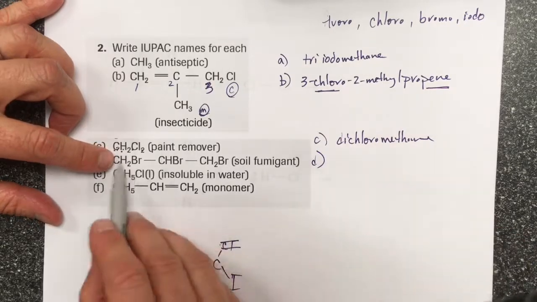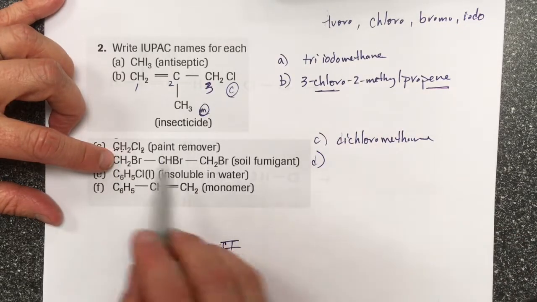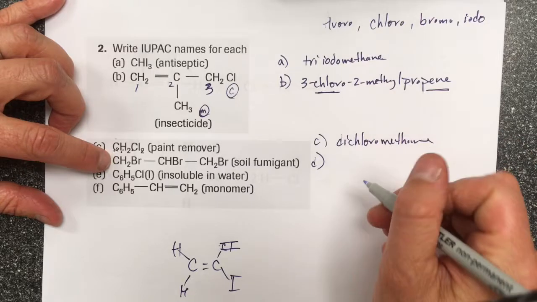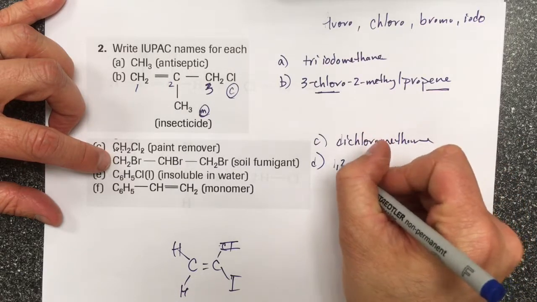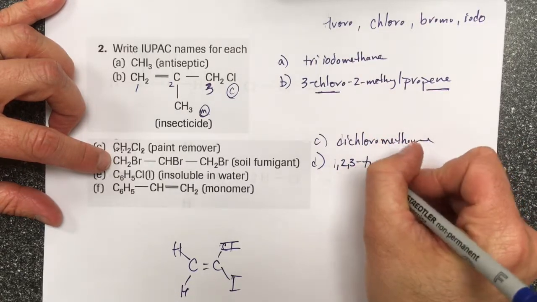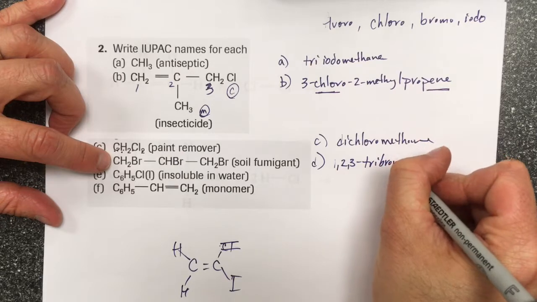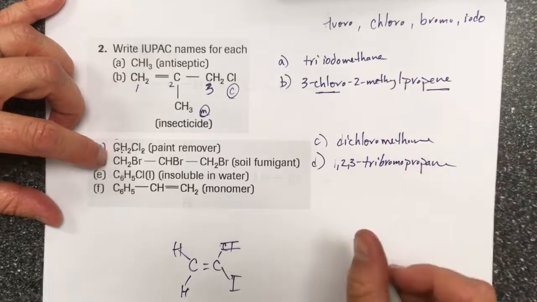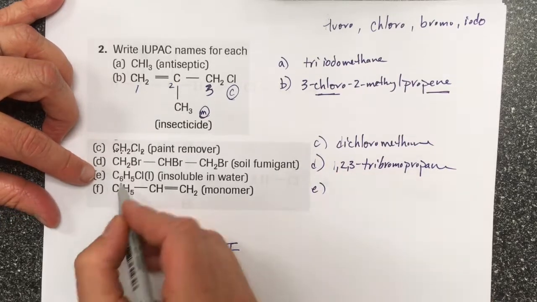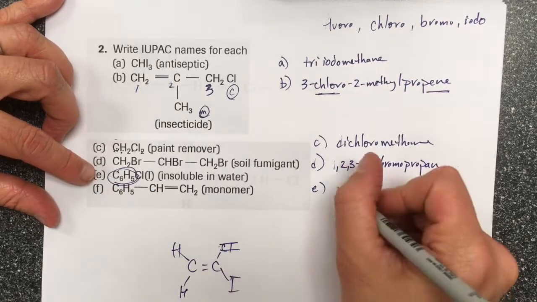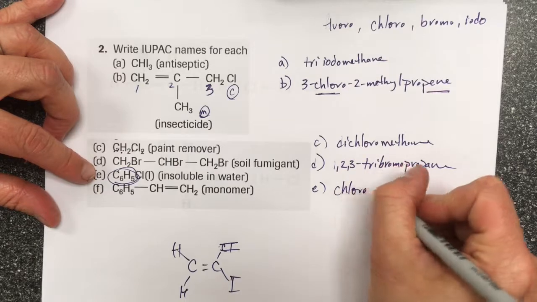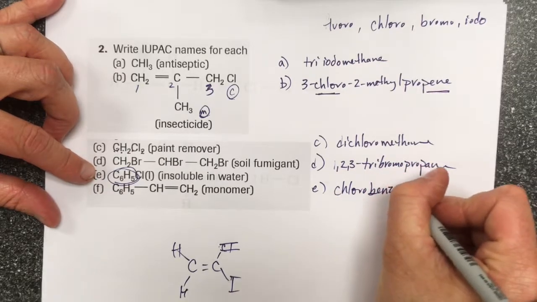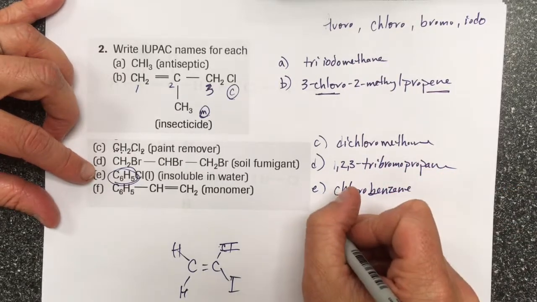D has got, this is 1, 2, 3 carbons long. These are saturated. So this is going to be a 1,2,3-tribromopropane. And E, this is a benzene, so this is chlorobenzene. It doesn't require a number because it's going to be on the first carbon.